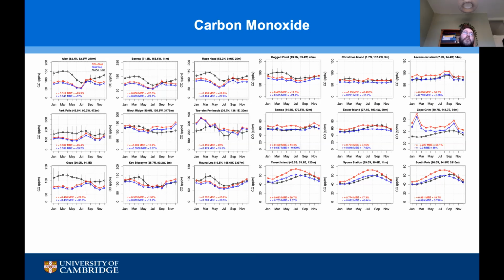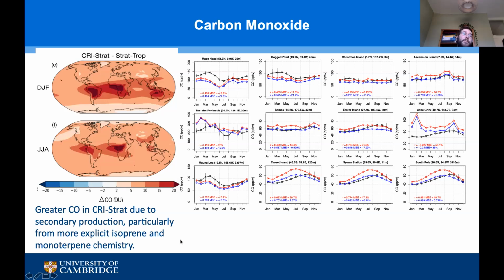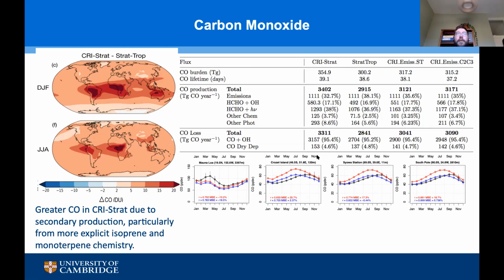Looking at a few other species, you get a lot more carbon monoxide in CRI-Strat. That's largely coming from secondary production from the breakdown of VOCs, particularly due to the more explicit isoprene and monoterpene chemistry producing lots of secondary CO. So you can really see that there's a lot more CO being produced in the southern hemisphere, in tropical regions. This does improve the CO bias in some regions, but unfortunately, a lot of the CO bias is actually in these more polluted northern regions, which it doesn't help a huge amount with. So perhaps there are issues with the emissions that are going into both of the models, which we need to address in order to improve some of these northern hemisphere observations. And you can also see here the changes in the CO burden, but also its lifetime, from changes to the oxidant budget, so the amount of OH that there is in different schemes.